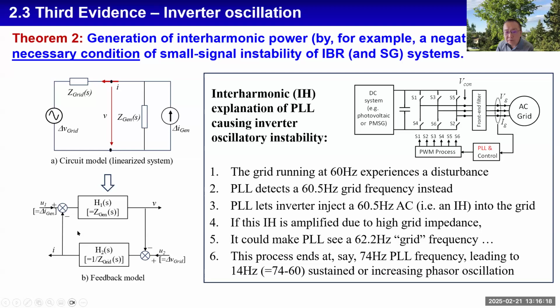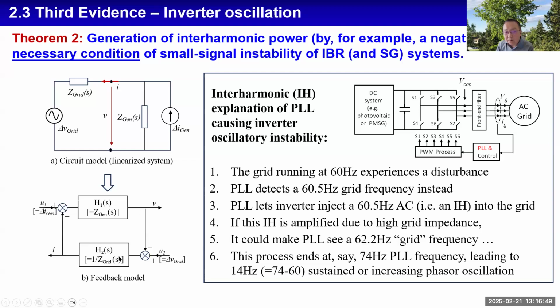There is a theorem in control systems showing that for this system to be stable, both H1 and H2 have to be passive. So that means for this system to be unstable, one of them must be non-passive. That is what small signal stability is. Now, at the frequency where it is non-passive, which is typically the interharmonic frequency.